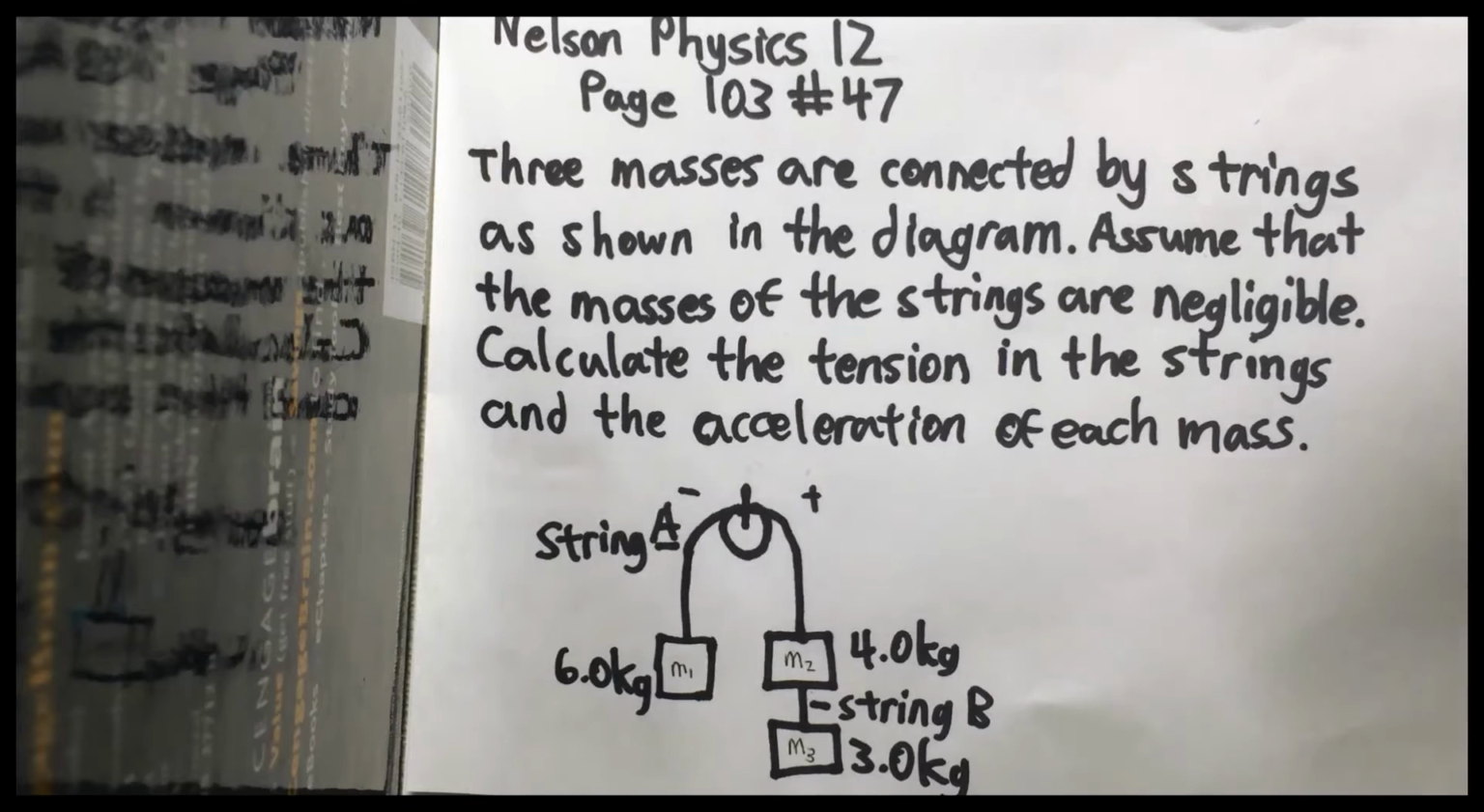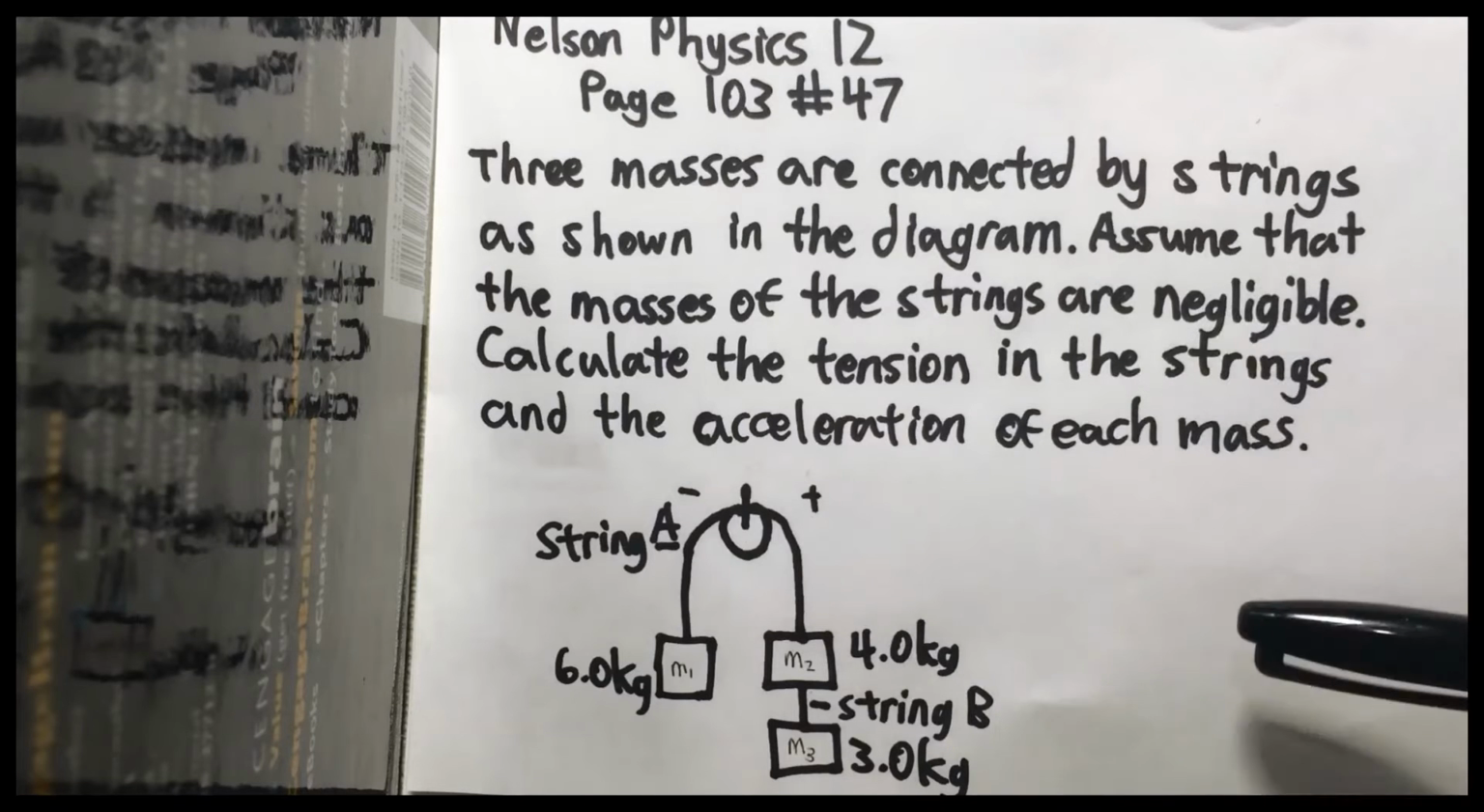In this video, we'll be solving a question from the Nelson Physics 12 textbook, and that's going to be page 103, number 47. In this question, we have three masses which are connected by strings, and we are to assume that the strings themselves have negligible mass. We are to calculate the tension in the strings and the acceleration of each mass.